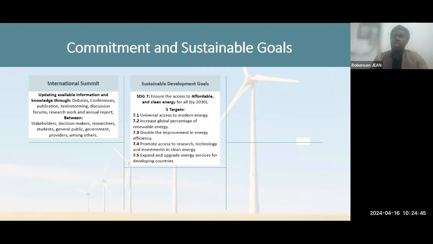Also, it is important to promote access to research, technology, and investment in clean energy, so we are committed to this process in order to accelerate decarbonization, the process of integration of renewable energy sources. And then the last point is to expand and update energy services for developing countries.